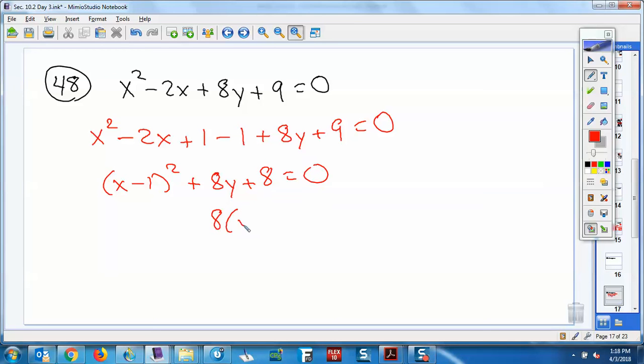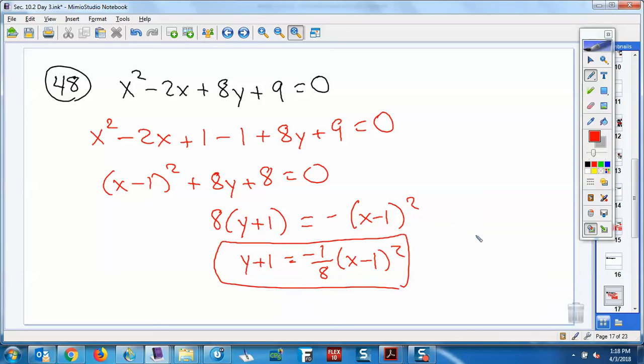I'm going to leave these over here and take out 8. I'm going to move the square to there. I got y plus 1 equals -1/8 times (x minus 1) squared. So that's everything I need. My vertex is going to be 1, -1.